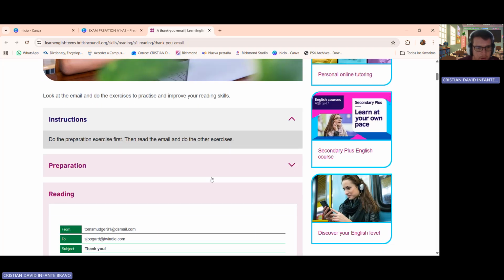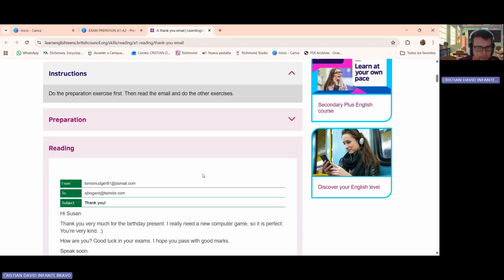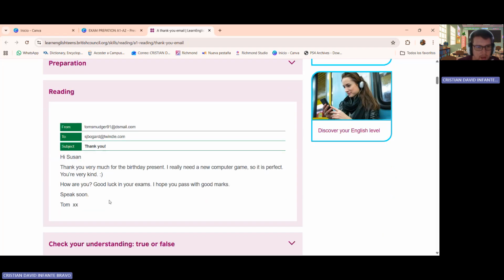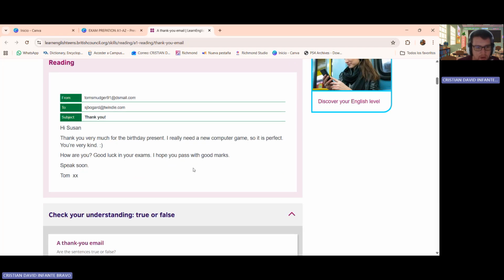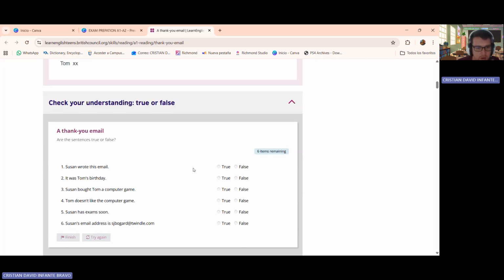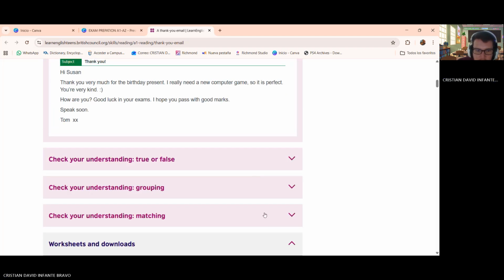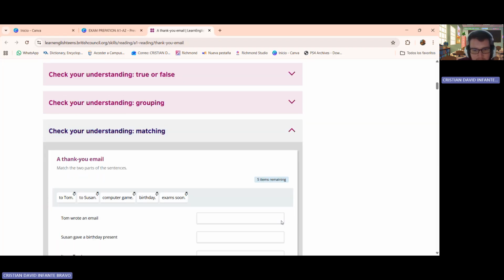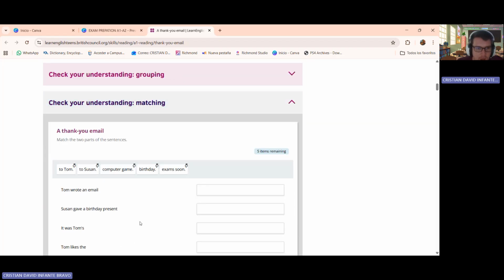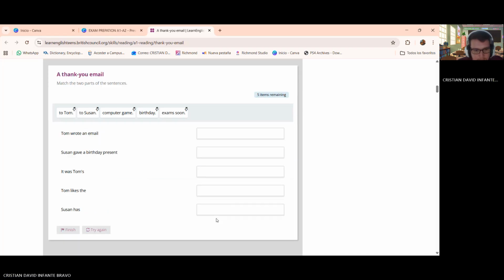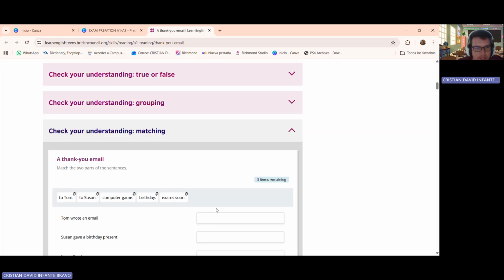This is the reading. So the idea is students want to read this, and then we're going to do the next activity, check your understanding, true or false. So according to the reading, we're going to do this activity. Okay, and when we finish this, let's do the matching activity. According to the reading, try to match, drag the correct answer here. Okay, and that's it. So this is the last activity.